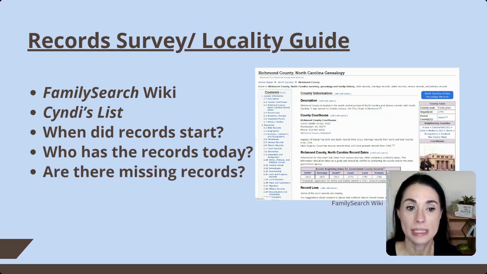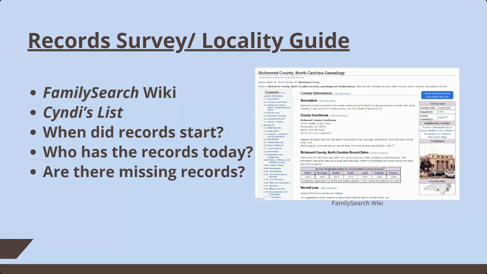My concern is, when did records start being recorded in that location, and who has those records today, and are there any missing chunks of time? So is this a burned courthouse? Were there natural disasters? Were the records lost over time? Are there missing chunks of time that could affect whether I'm even able to find records for my ancestor or not? As an example, let's look at FamilySearch really quickly.